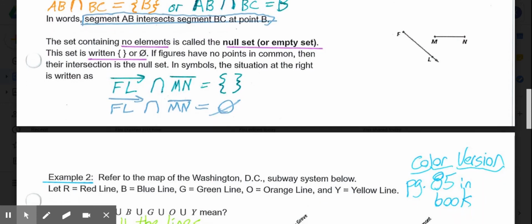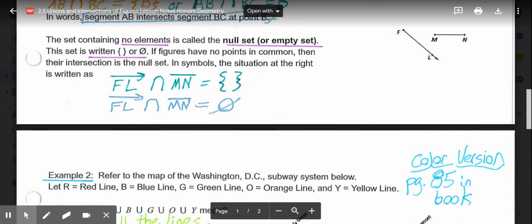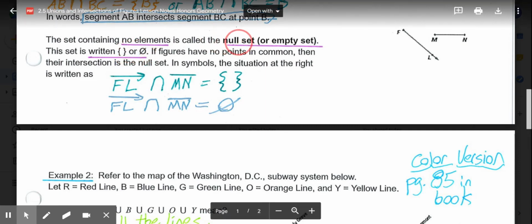Then we move into the idea of a null or empty set. If a set has no elements, it is called a null or empty set. This set is written as an empty set of curly brackets, or a zero with a backslash through it. Both of these represent the idea of a null or an empty set.